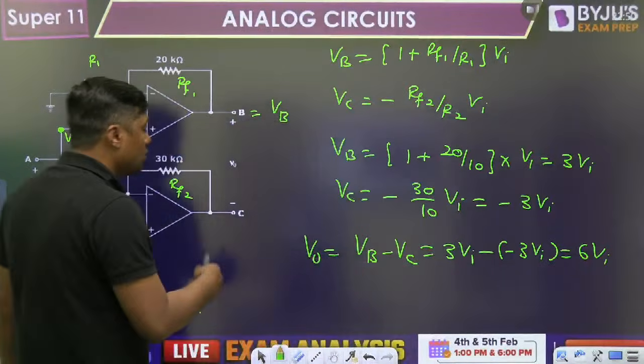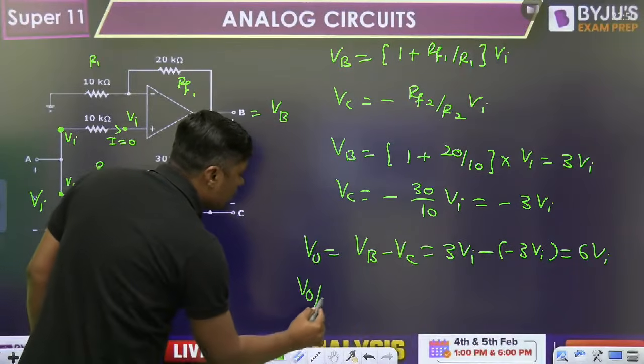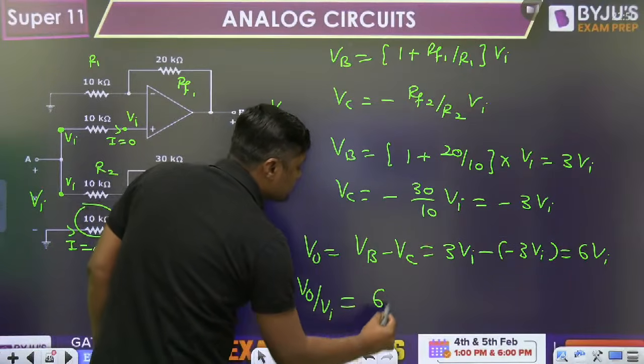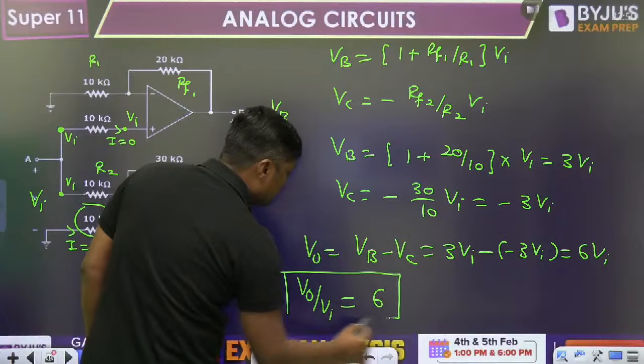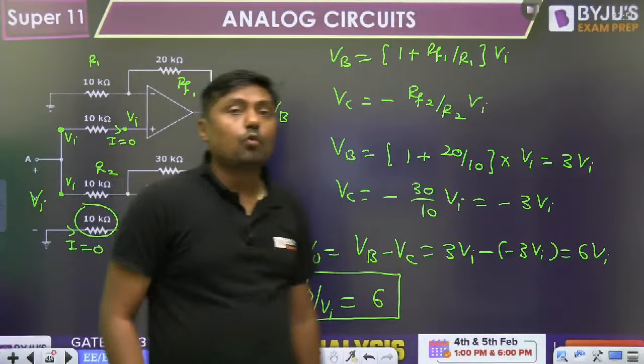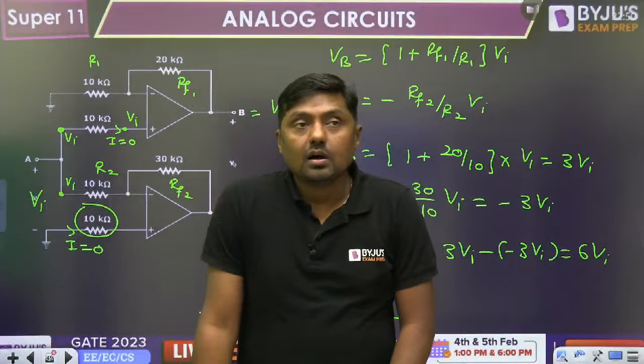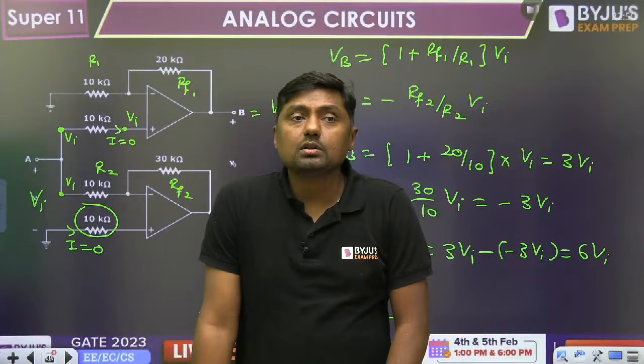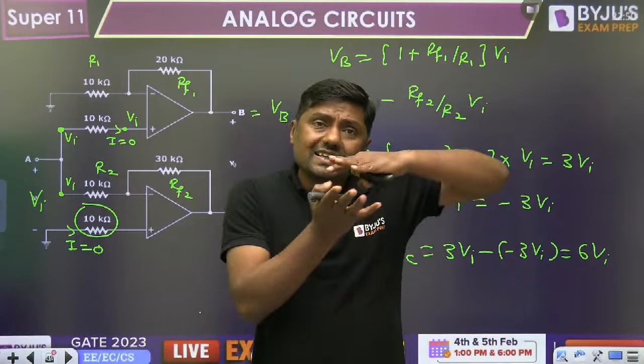Once you get the V0, what is the V0 by VI? V0 by VI will become 6. Okay guys, this is the answer for this question. We can increase the swing of the output.